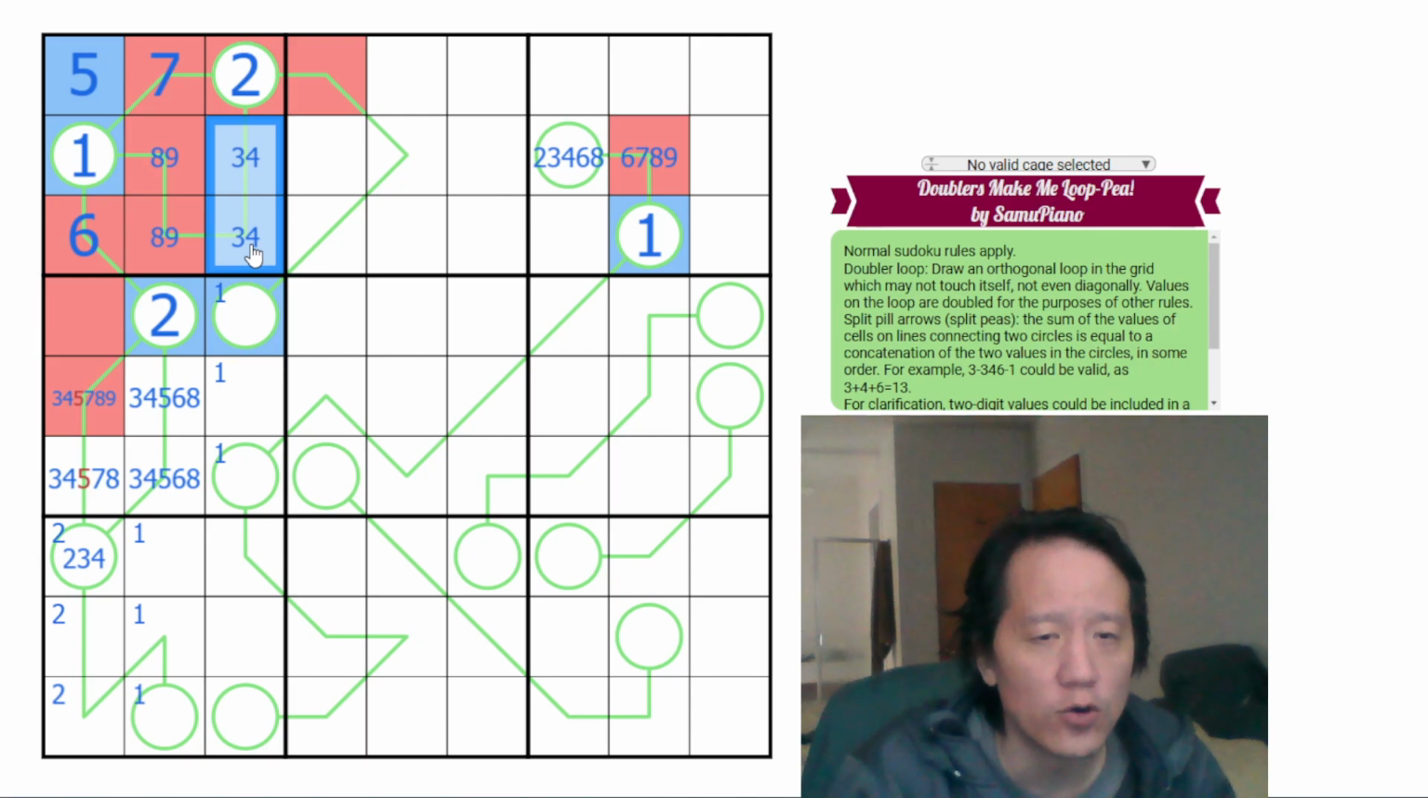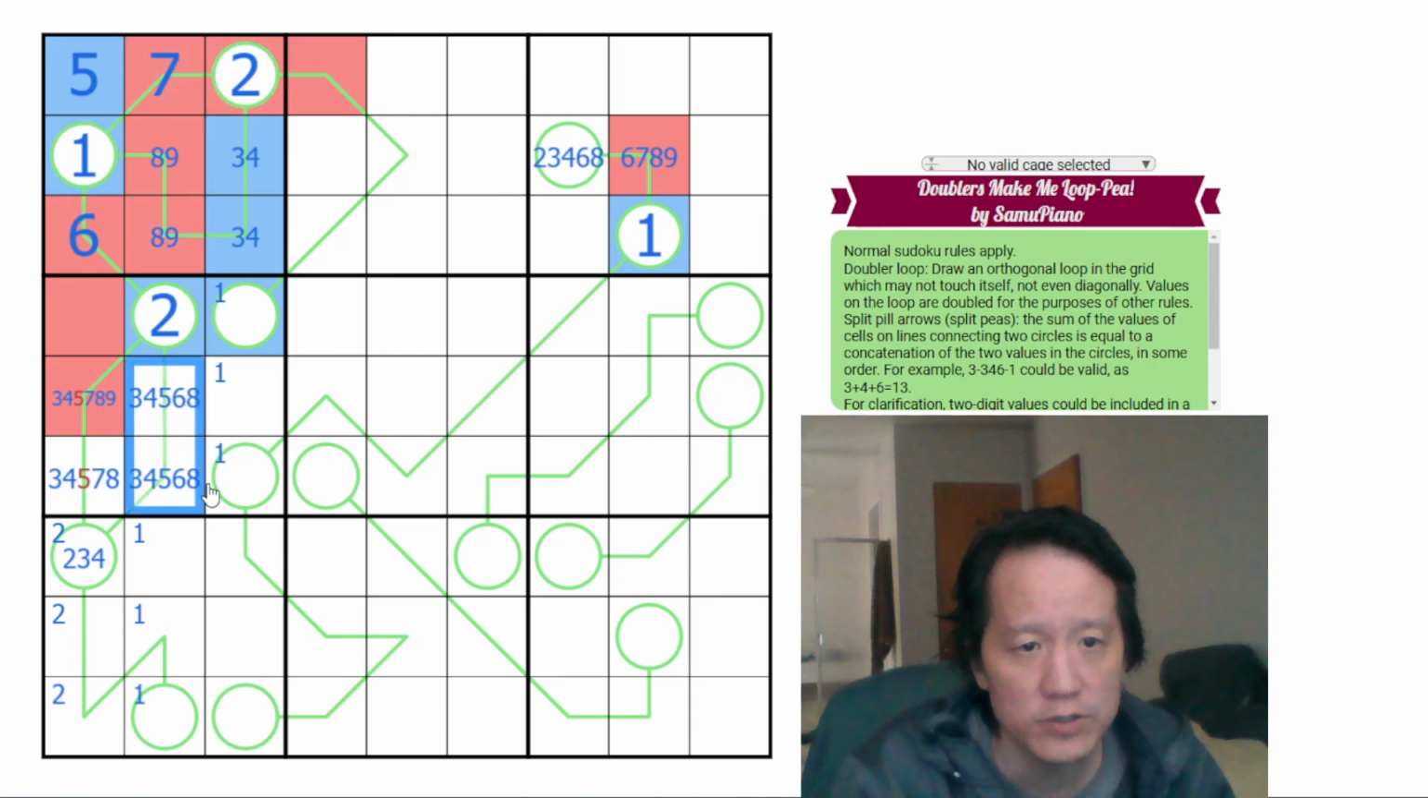So this is 3, 4, which is 7. This is 8 plus 9, which is 17, doubled, which is 34. 34 plus 7 is 41. And then we have 14. So everything here is good.